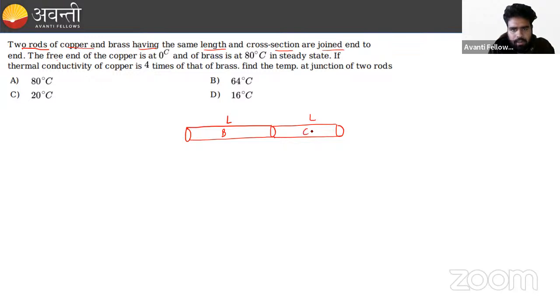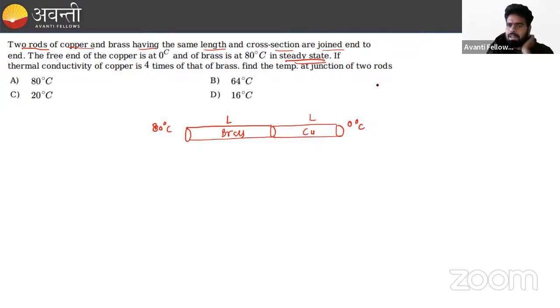Say this is the brass and this is another rod having the same length. Say this is the copper. This is our copper rod. This is our brass rod. It is given that the free end of copper is placed at 0 degrees Celsius, and this is the 80 degrees Celsius. Okay. So in steady state, that is the very important point here.